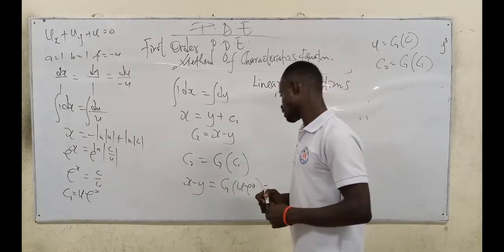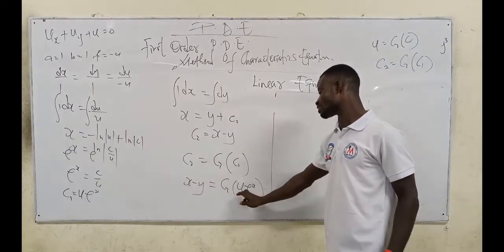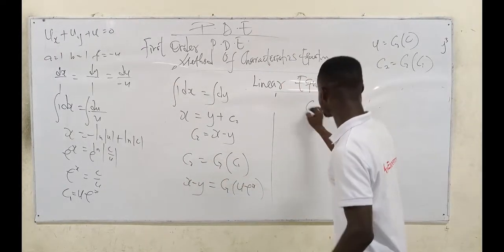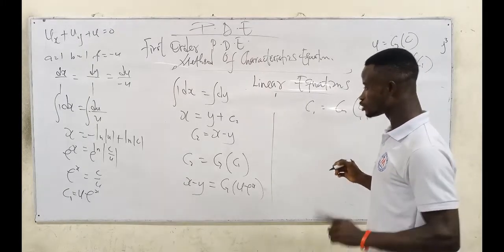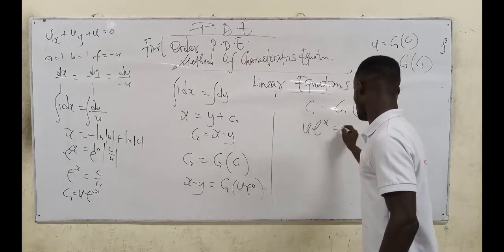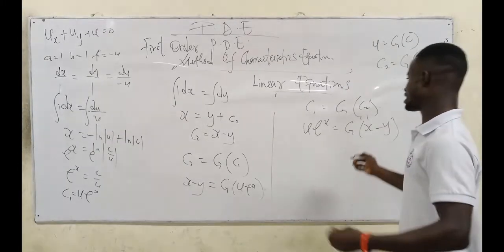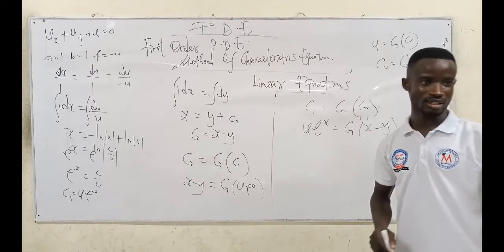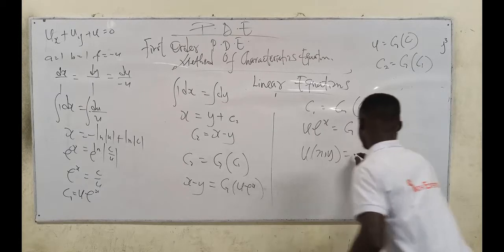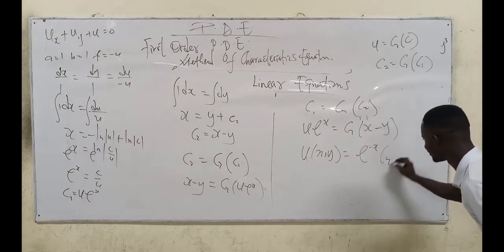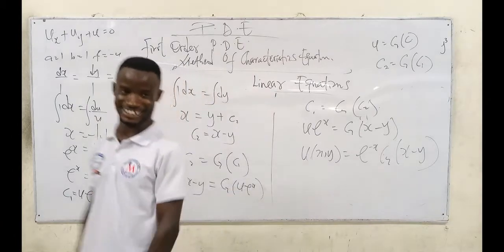But if you want to make U the subject, please let me emphasize on this. Don't let it be C2 equal to. Make it C1 is equal to G of C2. You see that? If you want to make U the subject, so that you can get U e raised to the power x equal to G of x minus y. And by making U the subject, please, as Mr. Ebenezer just said, you are in level 400, so don't be confused with this. So U, in terms of x and y, is going to be e raised to the power, simple. What is that?